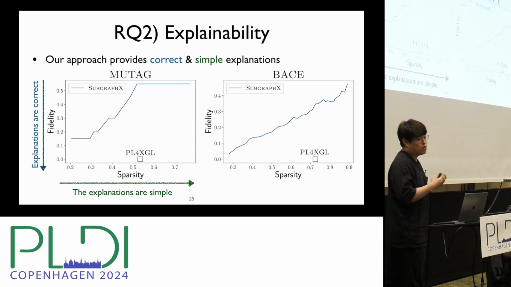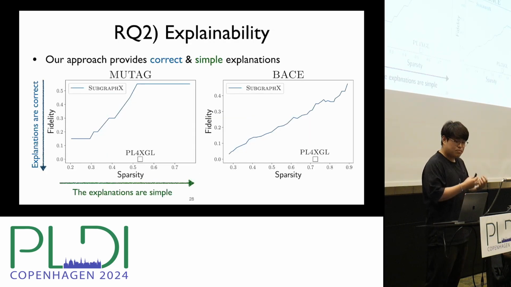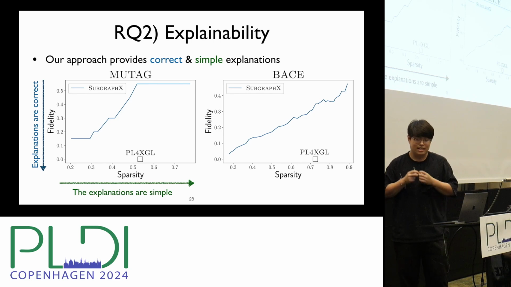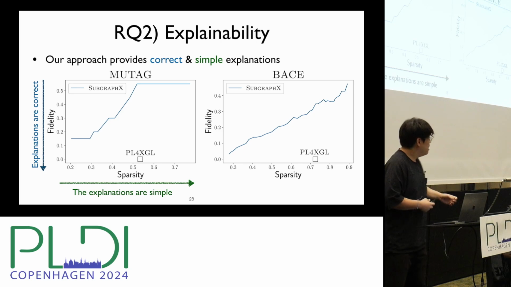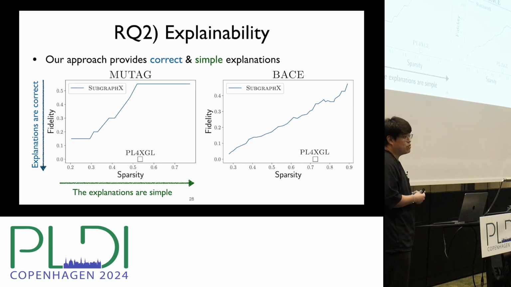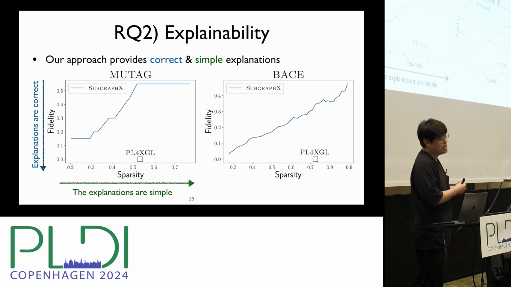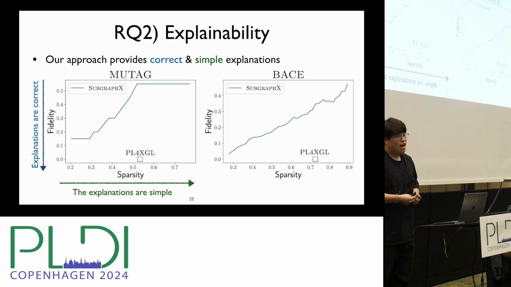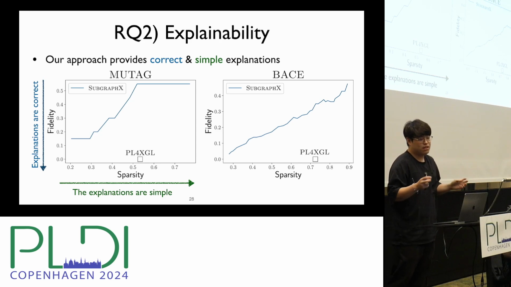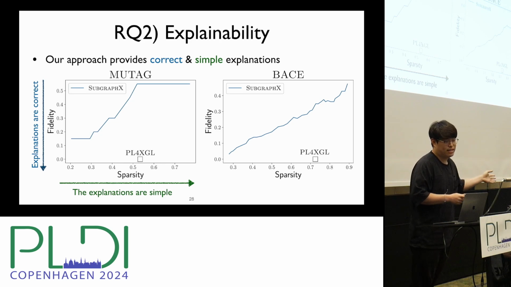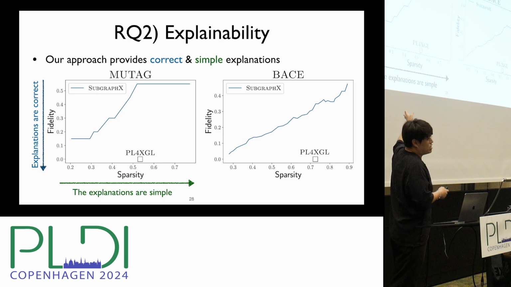And our approach provides high-quality explanations which are correct and simple. In this plot, the y-axis presents the score of a metric, fidelity, which is designed for measuring correctness of explanations. I will not explain the detail of the metric because it is a bit complicated. But in this metric, a lower value indicates more correct explanations.